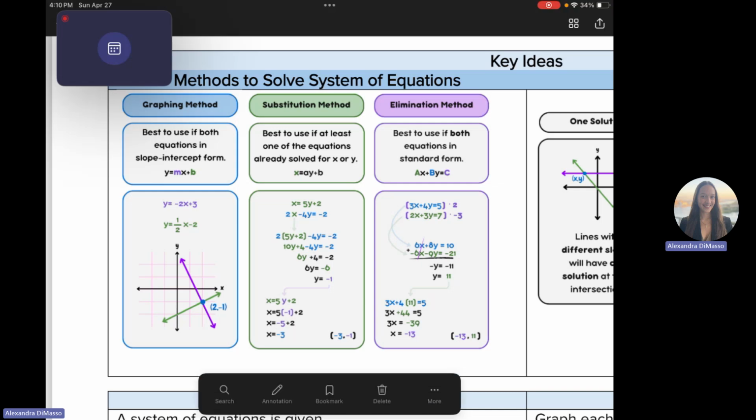You can use the substitution method, which is best if one of the equations is already solved for either x or y. So you'll see x equals and then the whole equation, or y equals. Then we'll take the whole equation and substitute or plug it into one of the other ones. The last one is the elimination method, which is best to use if both of the equations are in standard form. That's ax plus by equals c. Realistically, on your exam, they won't tell you which one to do, so you have to know which one is going to be the most appropriate for the different problems that you're given.